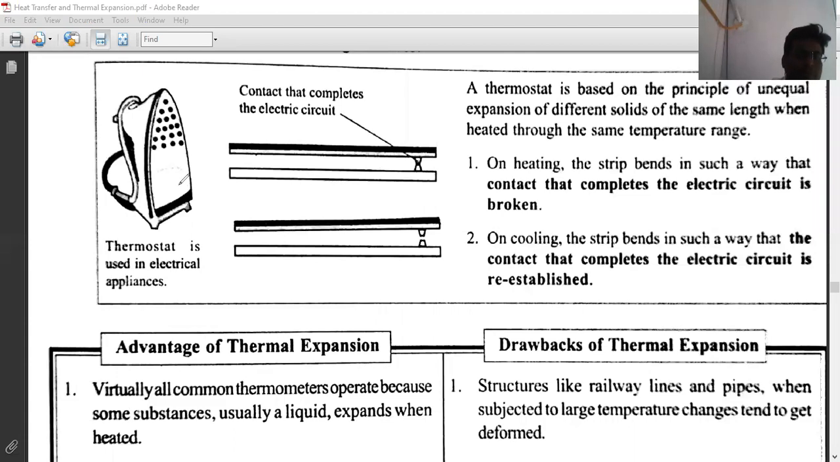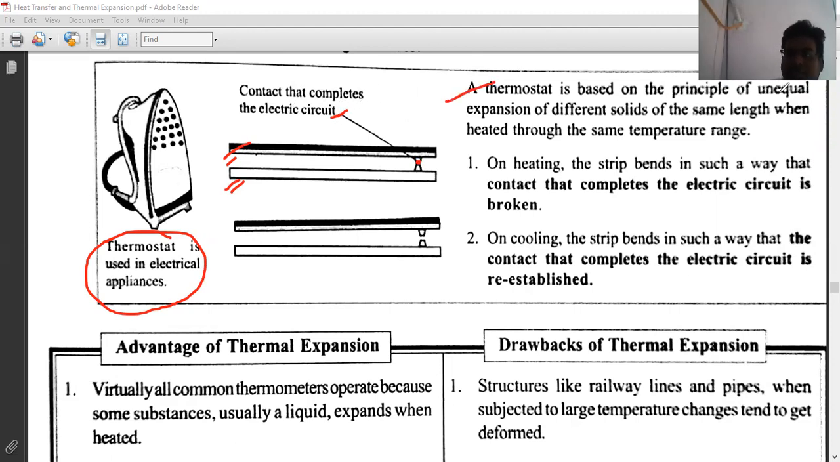Now look at the next point. A thermostat is used in electrical appliances. So, like a contact that completes the electric circuit. So this is a thermostat. This one is another metal. When they are connected to each other, then the circuit is complete.